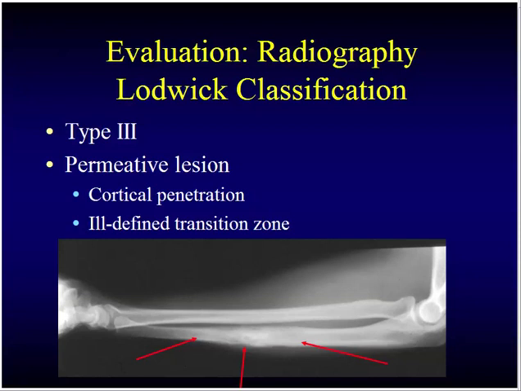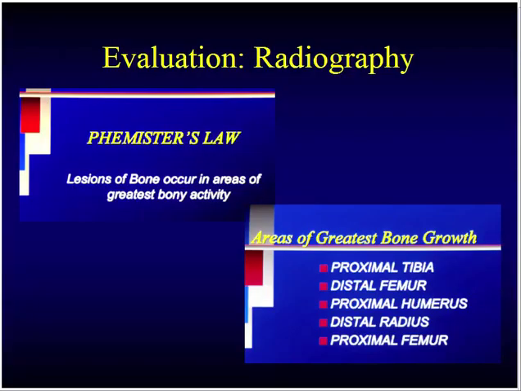So again, the Lodwick classification helps you identify how aggressive the lesion is and what it's doing to the bone. And then I just have to mention Pfeiffer's law, which is one of these things where you say yeah, I know, but we don't think about it with bone lesions. Bone lesions occur in the areas of greatest bony activity, which is why we see tumors in the proximal tibia, the distal femur, the proximal humerus, and so on and so forth. That's where you're going to see the osteosarcomas, the giant cell tumors, the chondroblastomas, the osteoblastomas, etc. So it sort of makes sense.